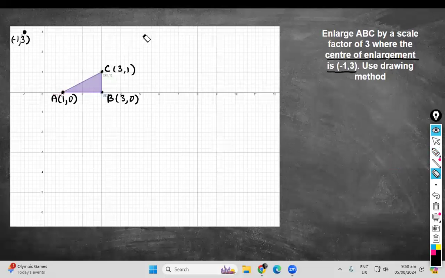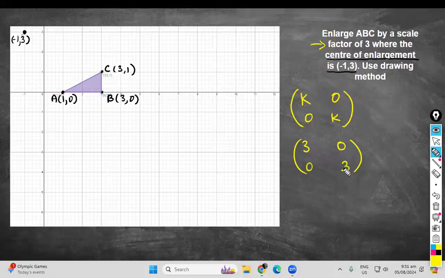Tell me something. If the examiner were to ask us to enlarge this triangle by a scale factor of 3, can I use this formula? The matrix with K, 0, 0, K. In other words, since it's 3 times larger, I multiply all the points by 3, 0, 0, 3. I gave away the answer to that question just now. The answer is no. This formula only works if the center of enlargement is the origin. It only works if we're pretending we're standing at (0, 0).